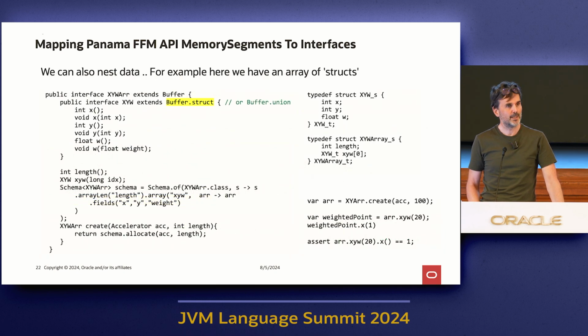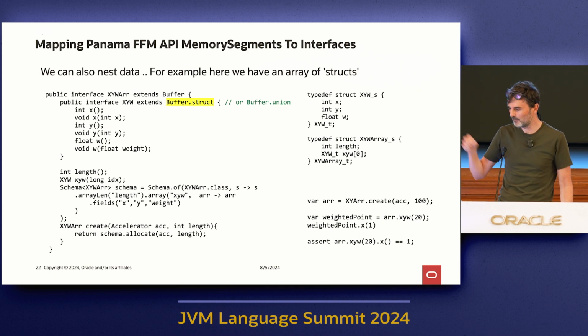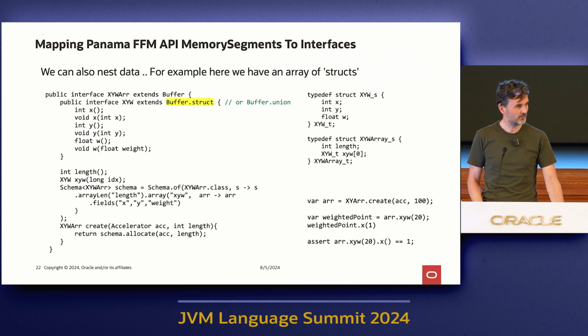You can get more complicated. You can nest these things. So we can have, say, an interface X, Y, W, and then we can have an array of these things, and we can generate the structure for this as well. So again, there's an API design turn of the crank to get this right, I think. But I think we're onto something here in the way we describe this stuff.